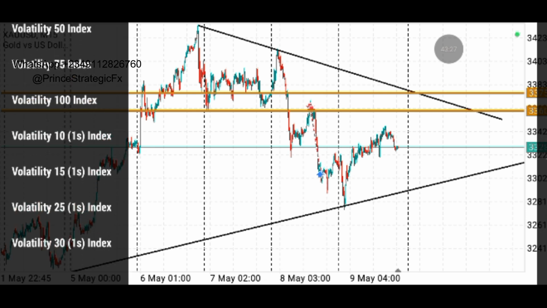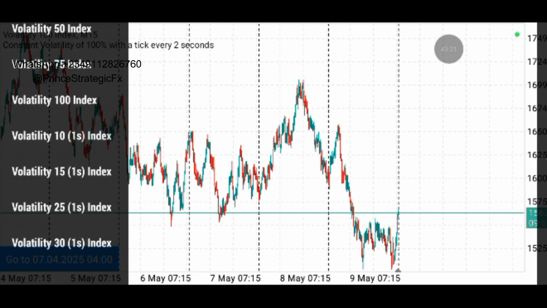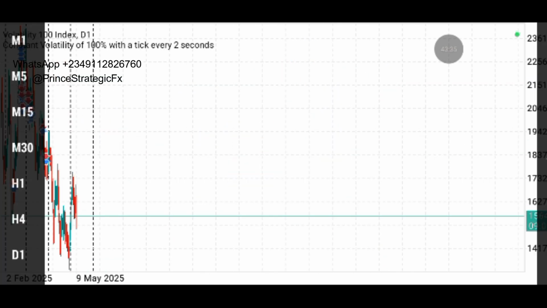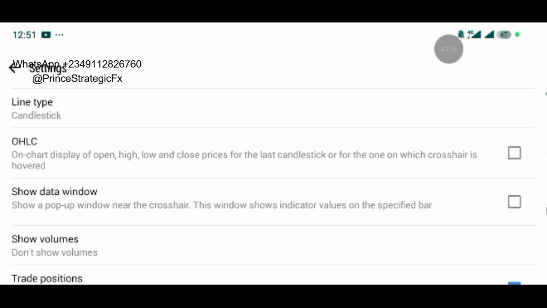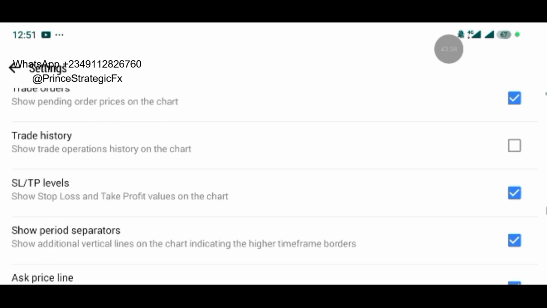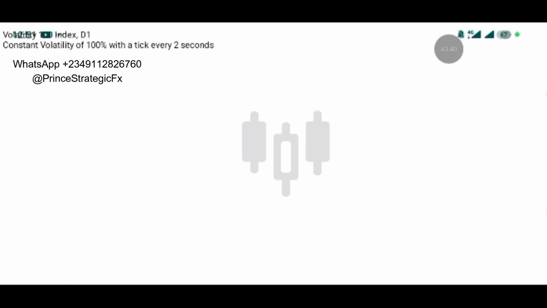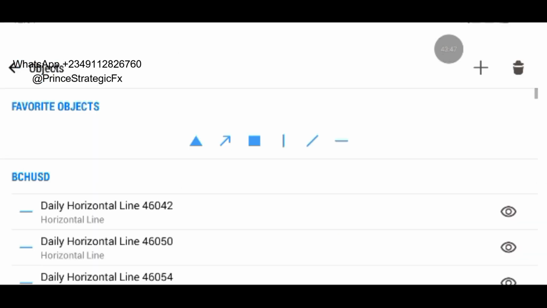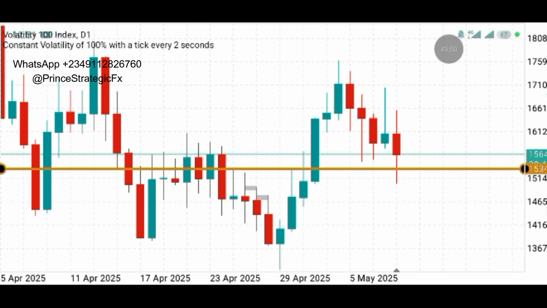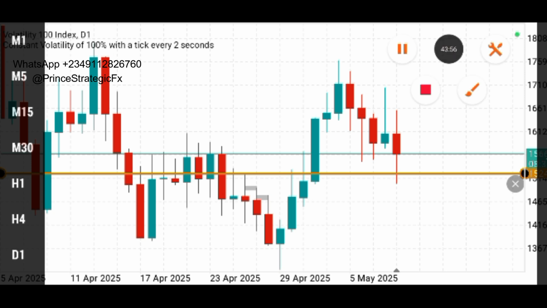Let's do volatility 100. So let me take out the history. Also take out show. Okay. Let me separate this. Our usual analysis is very, very simple.